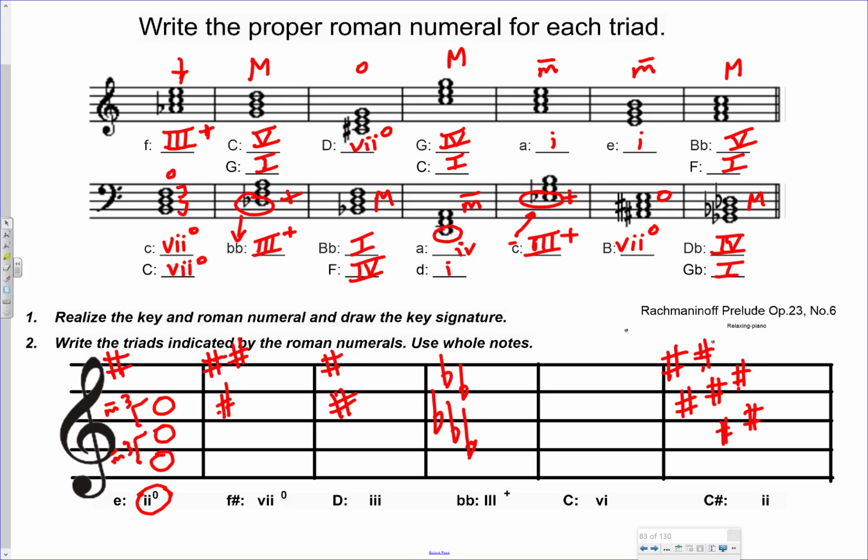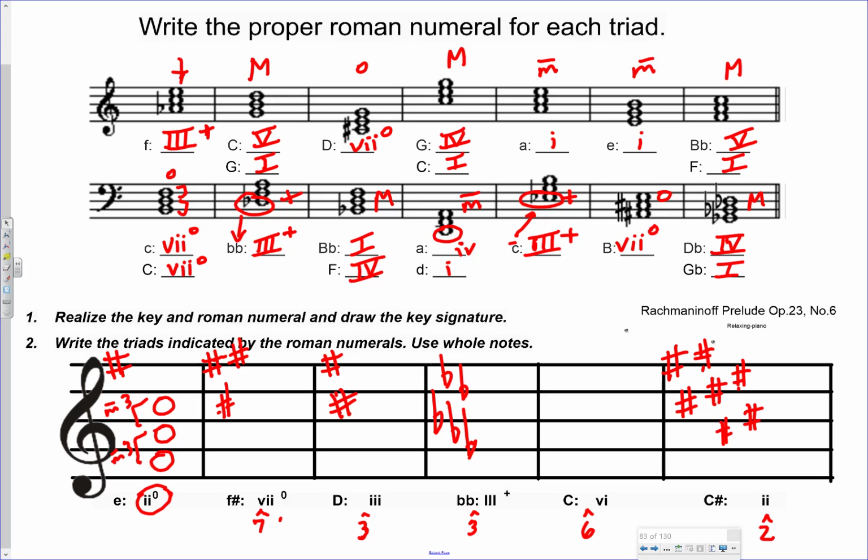Now that I've supplied my key signatures, what I want to do is go back to each example and look at the Roman numeral and make a little note of something. So in the second measure, I have the 7 diminished chord. So I'm going to write down that I need the 7th scale degree to be the root. For D major, I need the 3rd scale degree to be the root of this triad. For the B flat minor, I need the 3rd scale degree to be the root. For C major, I need the 6th scale degree to be the root. I'm getting this from the Roman numeral. And for the C sharp major, I need the 2nd scale degree to be the root.